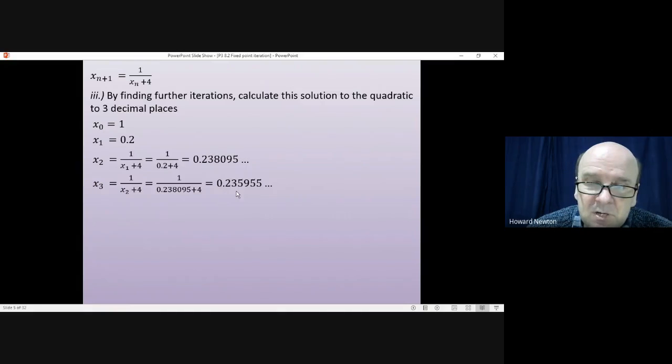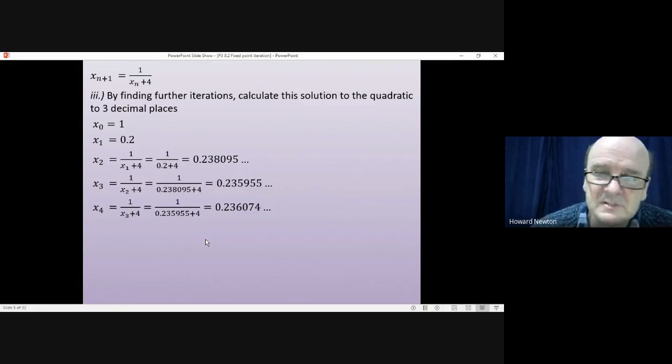So we then put 0.235955 into the iterative formula, and for the answer, that gives us 0.236074. Now, we've been asked to calculate the solution to 3 decimal places.